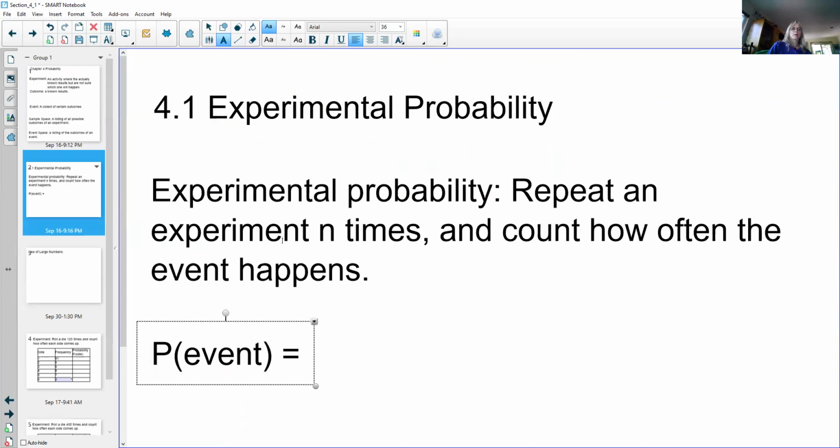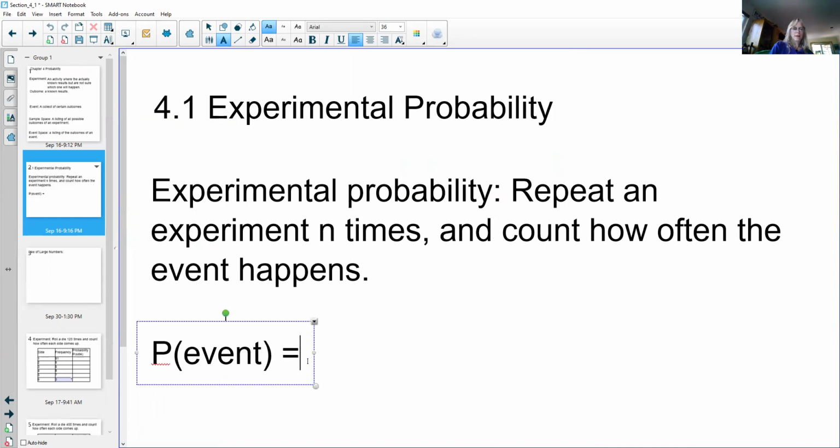Now we can talk about what we call experimental probabilities. For experimental probabilities, you're going to repeat an experiment a certain number of times. We'll call it n times. You're going to count how often an event happens. And then we can actually find the probability of that event.